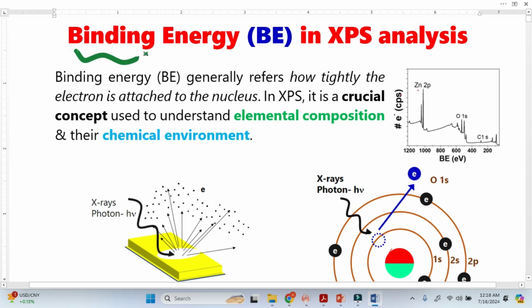Binding energy is a crucial concept in XPS. If you look into the XPS spectrum, on the x-axis there is binding energy. Binding energy simply means how tightly these electrons are bound to the nucleus.